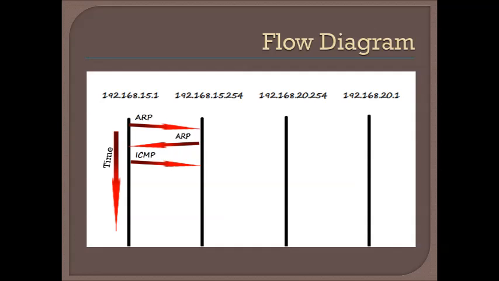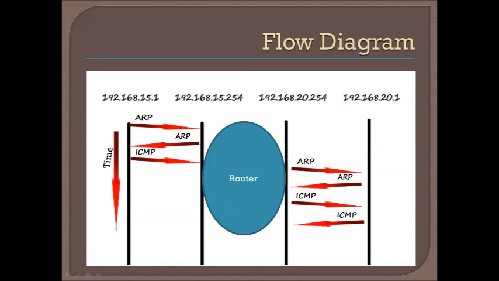Now once the host, 15.1, understands where the default gateway is in terms of the MAC address, he can now send this ICMP echo request to the router using the router's MAC address, but its destination is actually 20.1 from a layer 3 perspective. So the IP packet is to 20.1. The other thing that we have to remember here on this flow diagram is that the interfaces 15.254 and 20.254 are actually part of the same box. So the router is actually both 15.254 and 20.254. They're just interfaces on the same box.